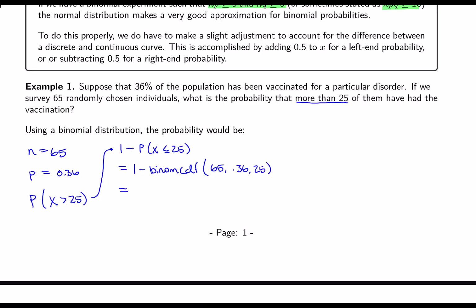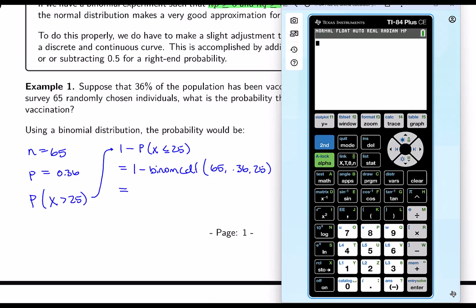So if I calculate this on the calculator here, let's see what we get. So 1 minus, and then go over here to binom CDF, 65, p is 0.36 and x is 25. That's 0.291.